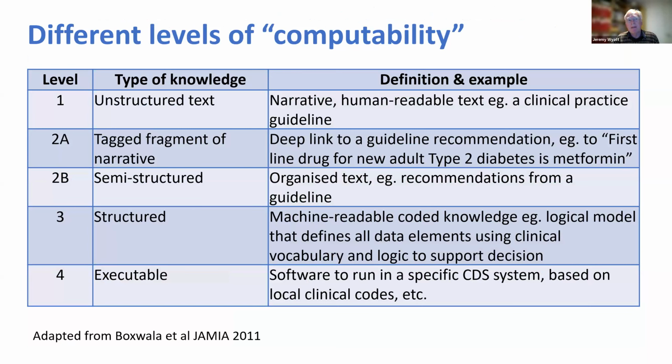Boxwala and others have developed a very helpful hierarchy of levels of computability, going from level one, unstructured text narrative. So, for example, a clinical practice guideline from the NICE website would be level one. If you then produce deep links to specific fragments of that guideline, that would be what we call level 2A, a tagged fragment. If you organize the text into a more structured format with a kind of controlled vocabulary, then that would become level 2B.